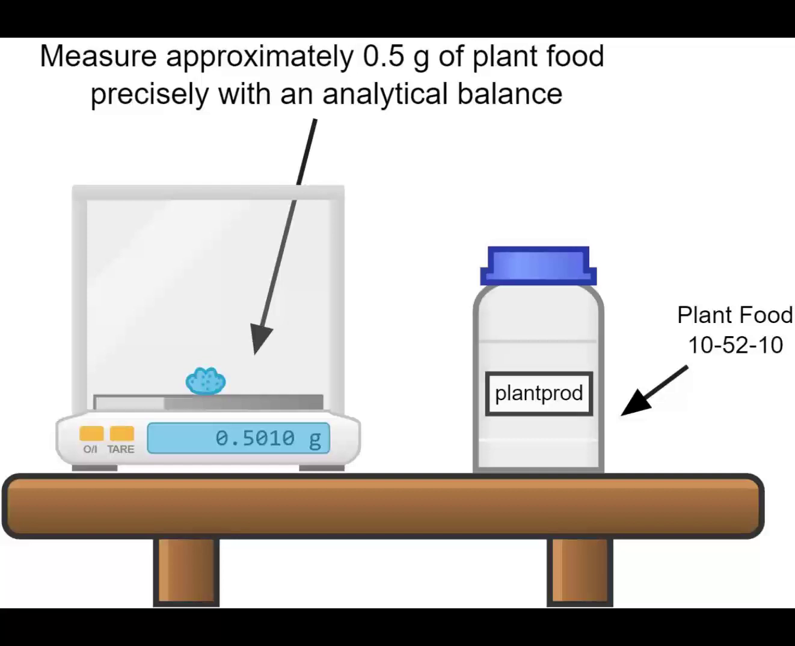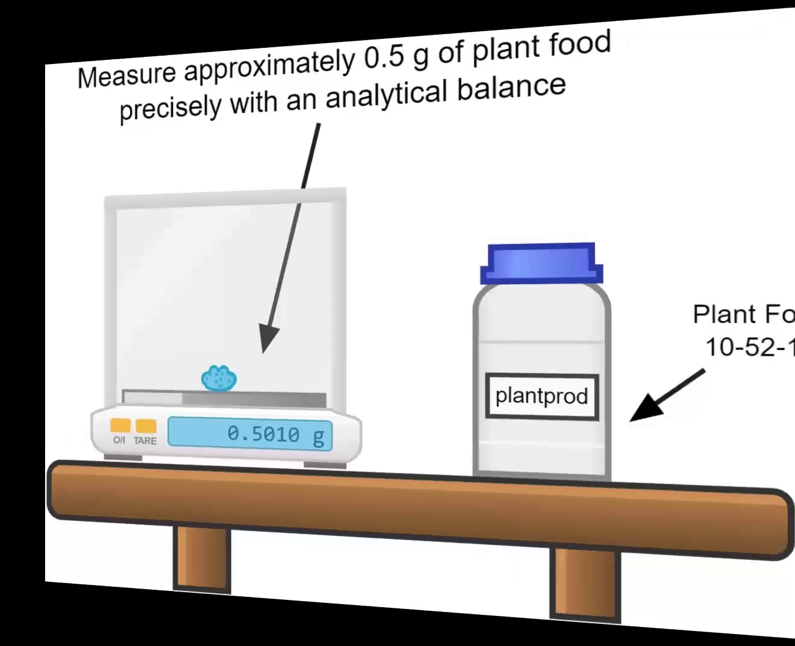We start our experiment by precisely weighing 0.5 grams of the plant food with an analytical balance. The brand of plant food used in this experiment is called Plant Prod and has a fertilizer composition of 10, 52, 10. Of course, it is the number 52 which is of interest to us, as it represents the percent mass of diphosphorus pentoxide in the plant food.